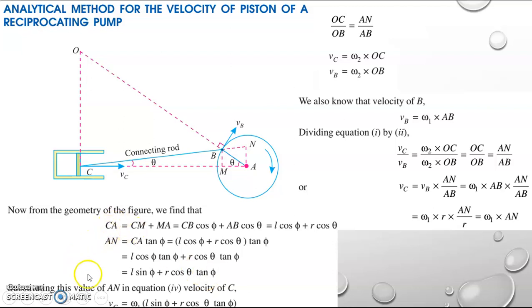So substitute the value of AN in the equation. We will get VC is equal to omega 1 into AN, where AN is equal to L sin phi plus R cos theta tan phi. This is the analytical method. We have to study this equation for getting our final answer.